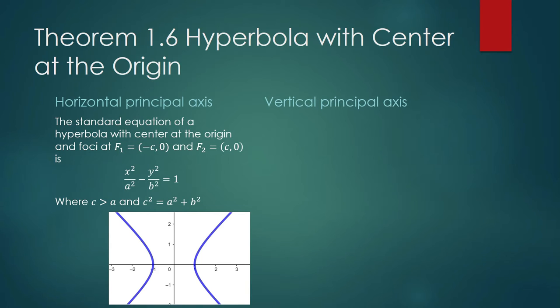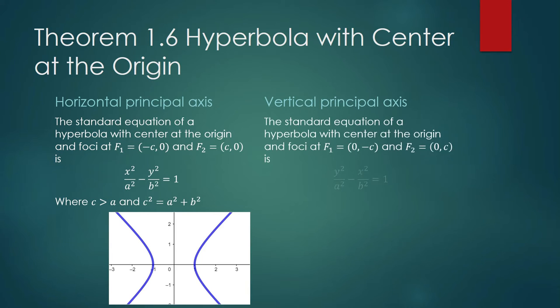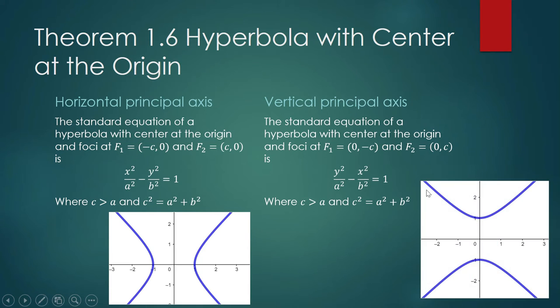When the principal axis is vertical, this is the equation, where c is greater than a and c squared is equal to a squared plus b squared. So when the principal axis is vertical, it means it is standing up. So the branches of our hyperbola, one branch opens upward, the other branch opens downward.